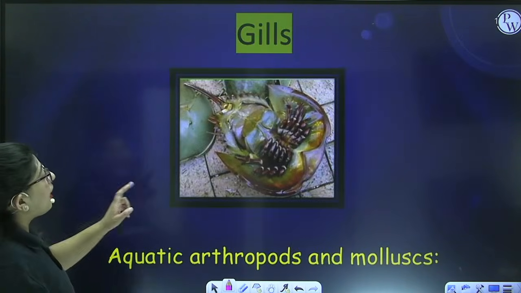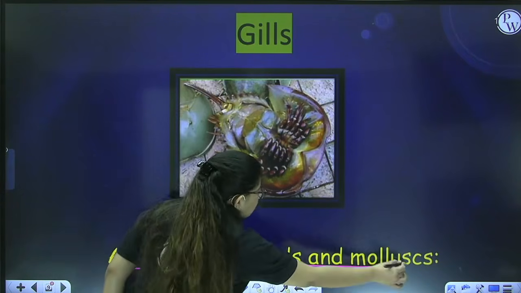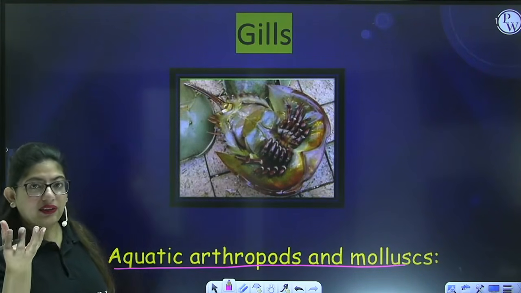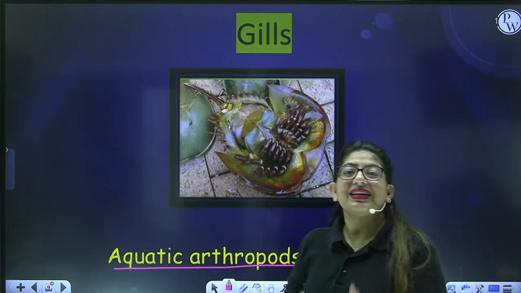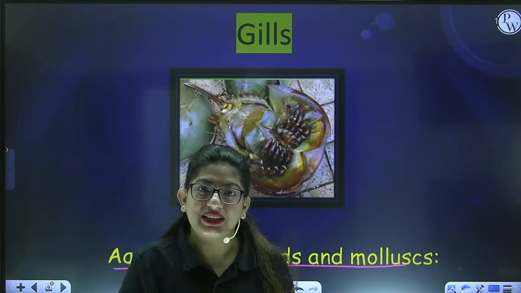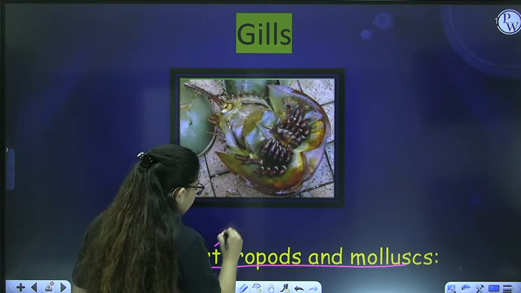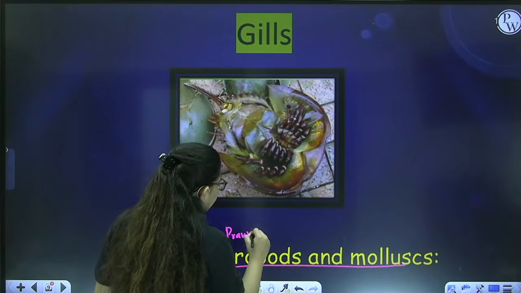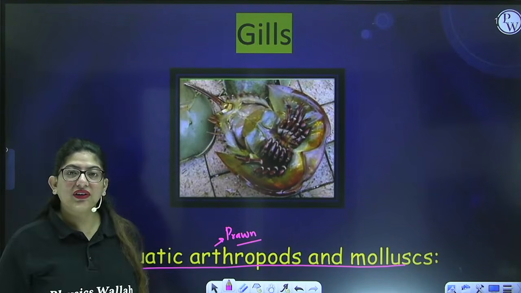Then we have gills. Gills are seen in aquatic animals. These less developed gills can be seen in aquatic arthropods and mollusks. See, insects belong to the phylum Arthropoda, but insects are terrestrial. But there are certain aquatic arthropods. Let me give you an example, like prawn. They respire through the gills. Also mollusks respire through gills.